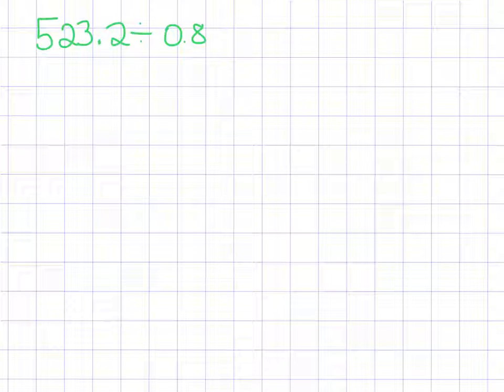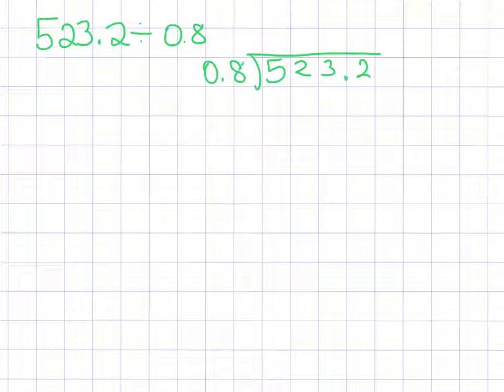So this next problem, 523.2 divided by 0.8. Now this is the first time that we've had a problem with a decimal value out front in the divisor, and I've told the students dividing by a number with a decimal is really challenging. So this is a problem that I have identified as being a yuck problem. So we're going to look at how we can solve it without doing that yucky problem.